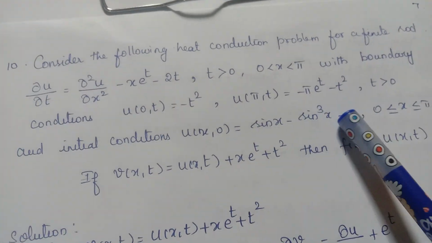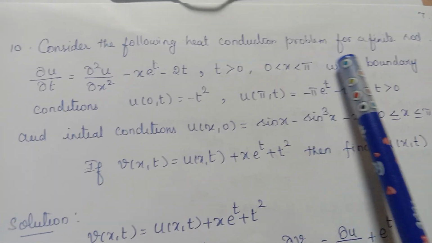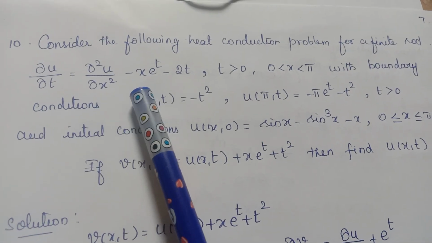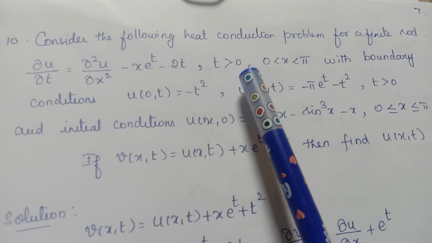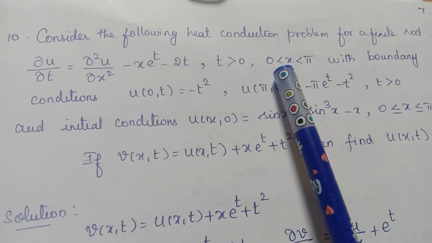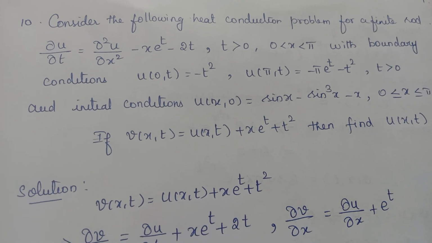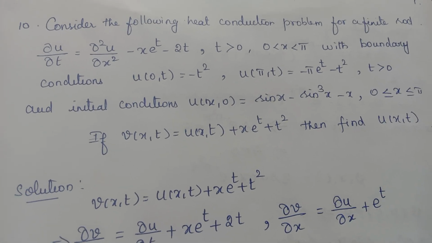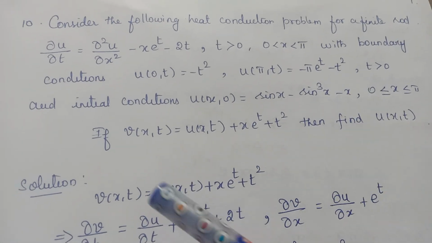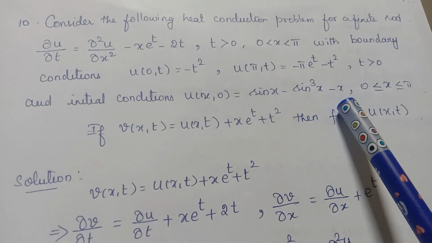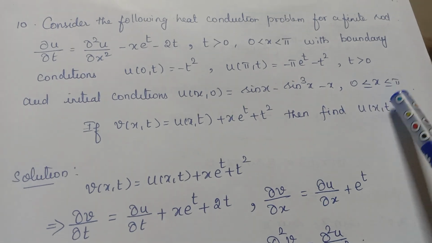Consider the following equation. Heat conduction problem for a finite rod: ∂u/∂t = ∂²u/∂x² − x e^t − 2t, t > 0 and x lies between 0 to π, with boundary conditions u(0,t) = −t², u(π,t) = −π e^t − t², and initial condition u(x,0) = sin x − sin³x − x, x lies between 0 to π.